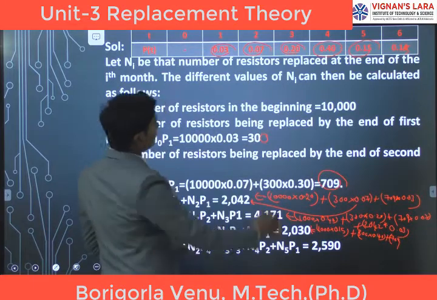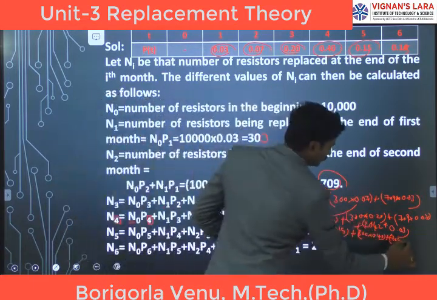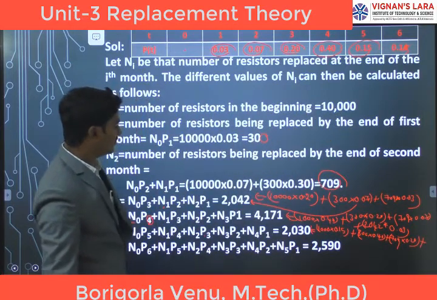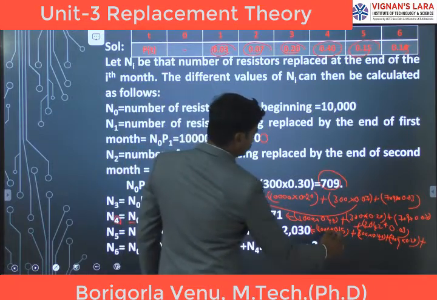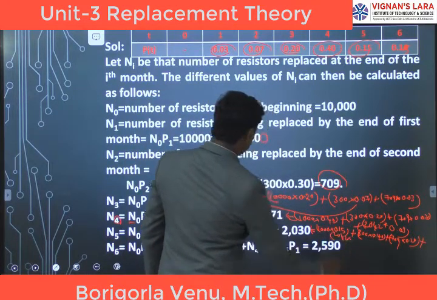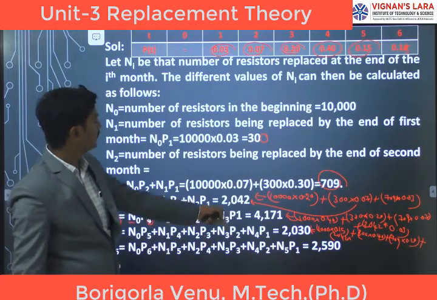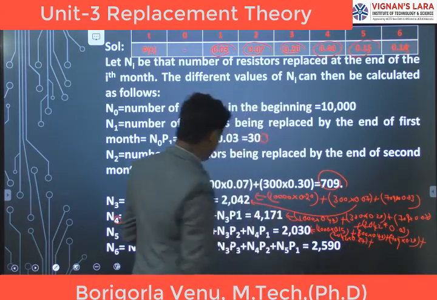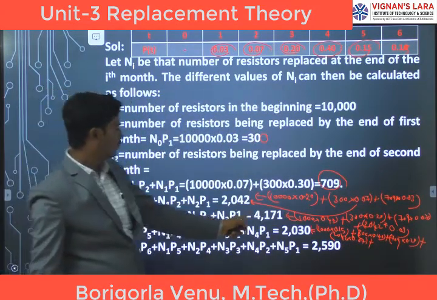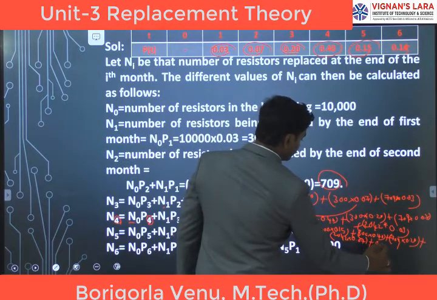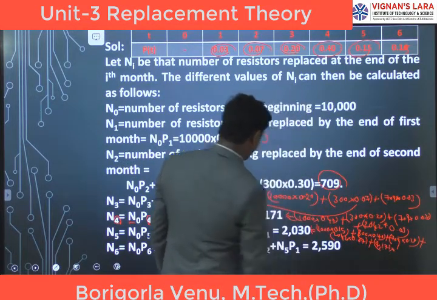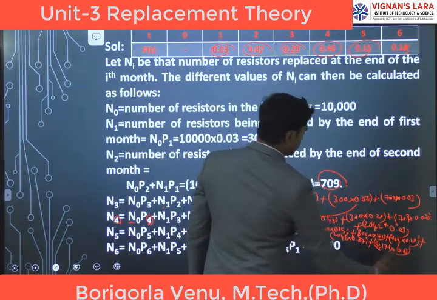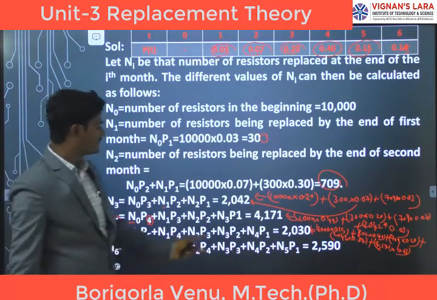709. P3 value is 0.20 into 0.20 plus N3 P2. What is the N3 value? 2042 into P3, P2 is 0.07 plus N4. What is the N4 value? N4 here is 4171 into P1, 0.03. Like that we are going to calculate N6 also.